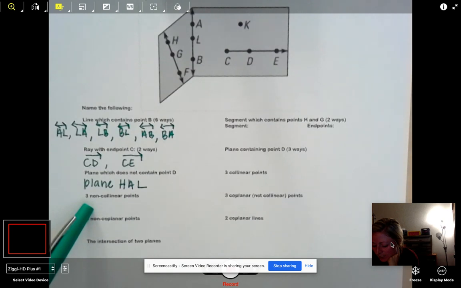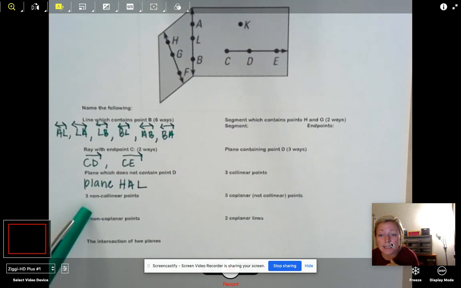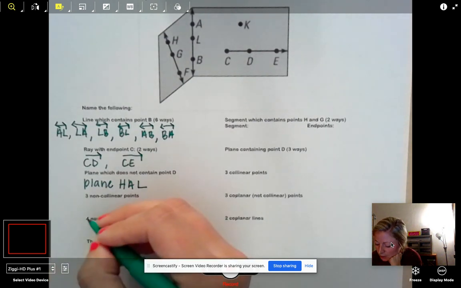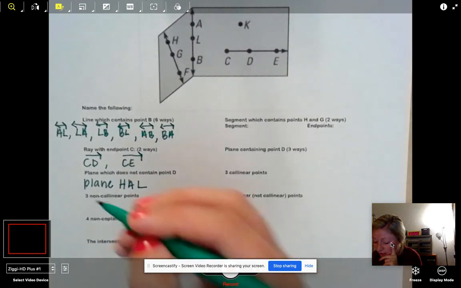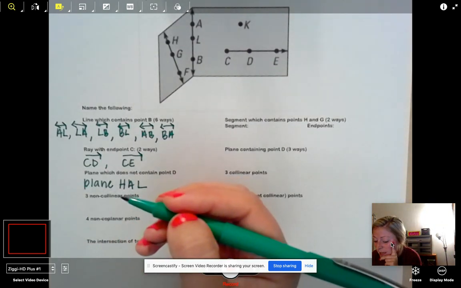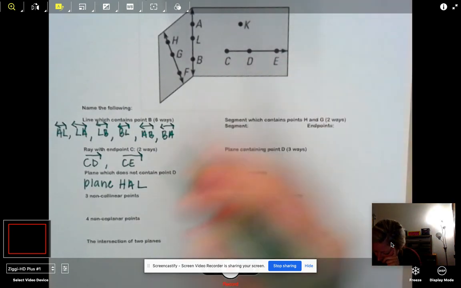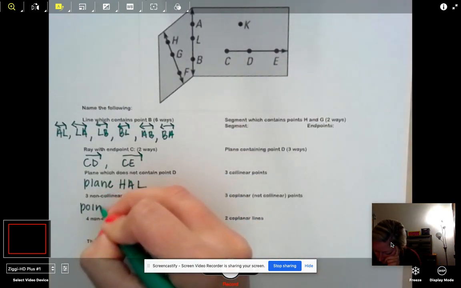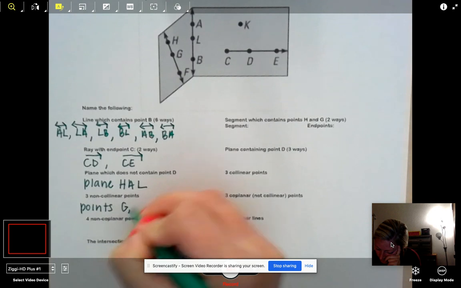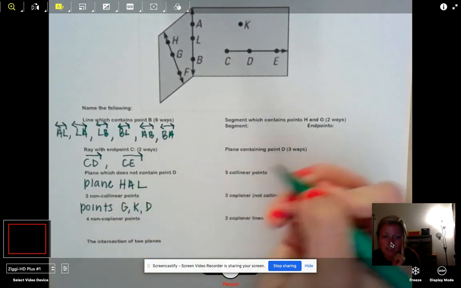Okay. Name 3 non-collinear points. So remember, we said non-collinear means not on the same line. So 3 points, just pick 3 random points that aren't on the same line, folks. I'm going to go with G, K, D. Points G, K, D.